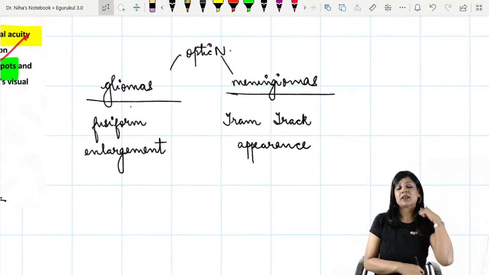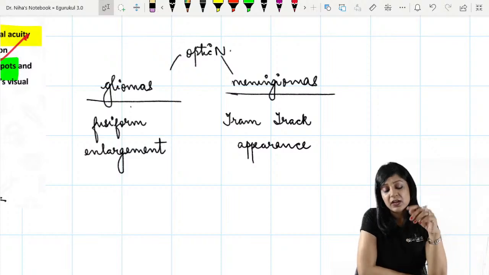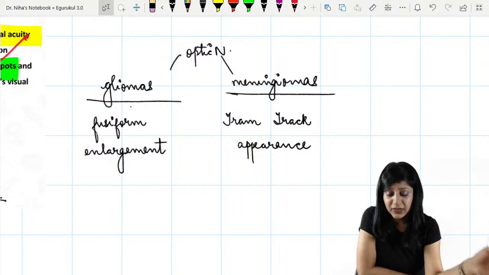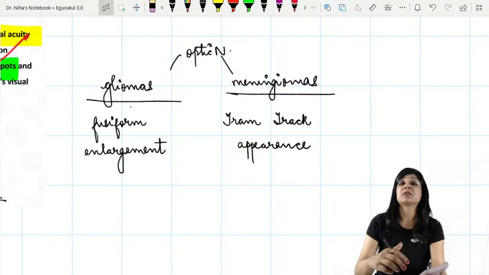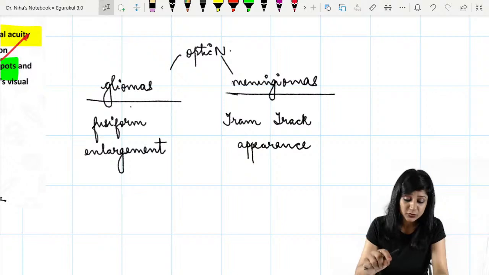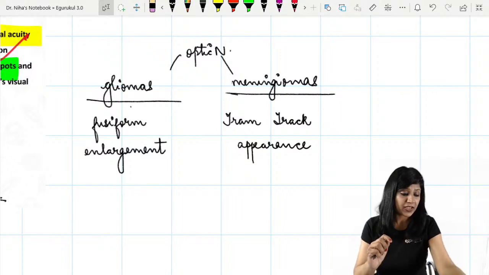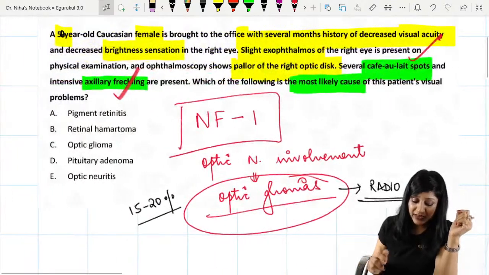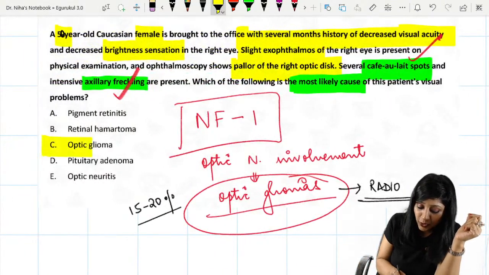Optic nerve gliomas and optic nerve meningiomas. In the gliomas you will have the fusiform enlargement, and in the meningiomas you will have the tram track appearance. Again, very very important, because sometimes they will ask you directly about the appearances also. This is the tram track appearance that you are going to get. Okay. Now what are the other things? So here the answer will be your optic glioma.